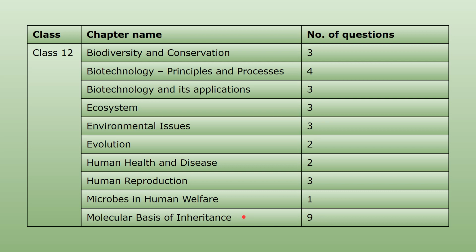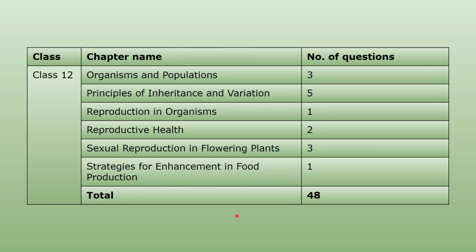So make sure you practice each topic of this chapter well, so that you can attempt all the questions asked from that chapter. Then 3 questions are expected from organisms and populations, 5 questions from principles of inheritance and variation, 1 question from reproduction in organisms, 2 questions from reproductive health, 3 questions from sexual reproduction in flowering plants, and 1 question from strategies for enhancement in food production.